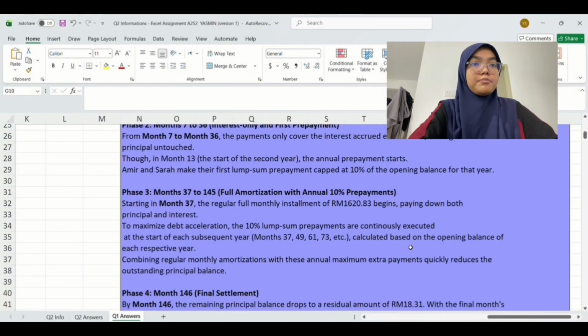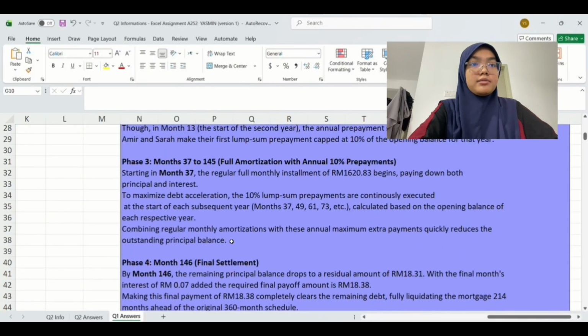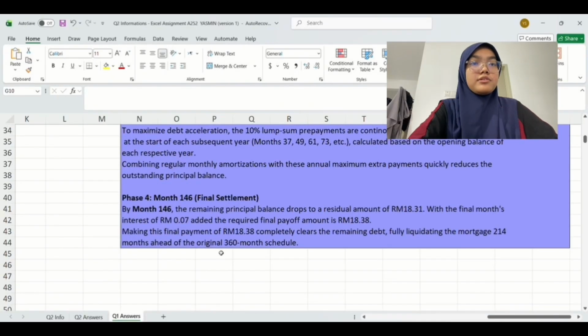Calculated based on the opening balance of each respective year. Combining regular monthly amortizations with this annual maximum extra payments quickly reduces the outstanding principal balance. So for the final phase 4, month 146, the final settlement.